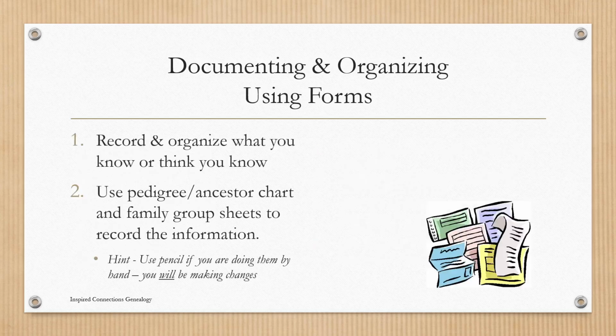Using forms. Now, whether you decide to organize in a paper method or an electronic method, you're definitely going to be using forms for your research. They help you record and organize what you know, or even what you think you know, just getting it out of your head and putting it down on paper. You want to use those pedigree or ancestor charts and the family group sheets to record that information, and you'll definitely want to use pencil because you'll be updating them frequently.